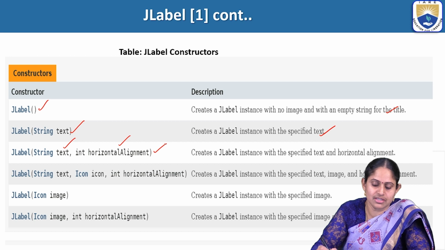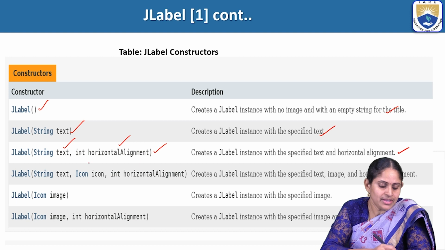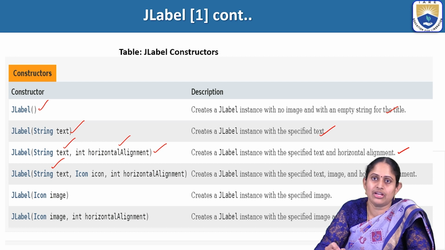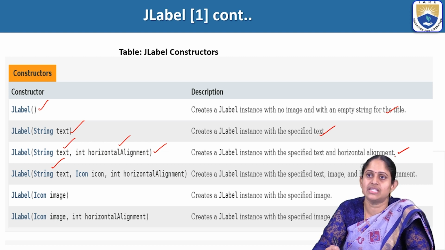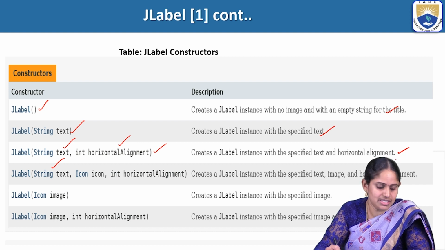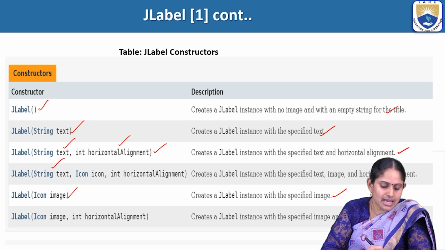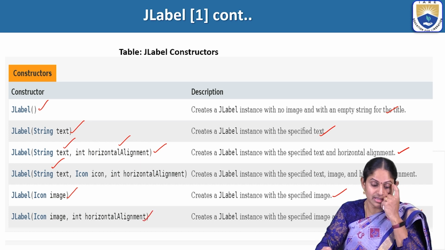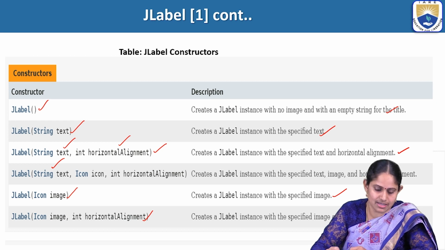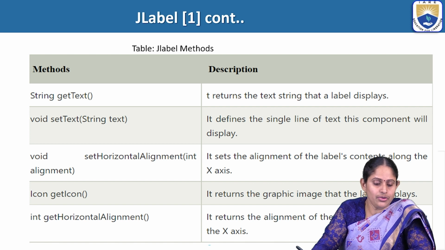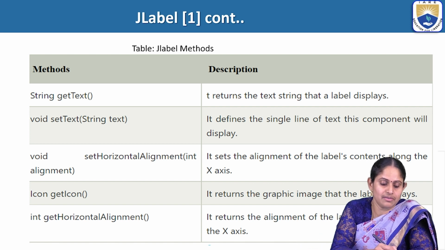This third constructor will create a JLabel instance with the specified text and the horizontal alignment. The JLabel with string text, icon, and integer for alignment creates a label instance with the specified text, image and horizontal alignment. The JLabel icon constructor creates a label with the specified image, and the JLabel constructor with the image and integer property will create an instance with the specified image and horizontal alignment.